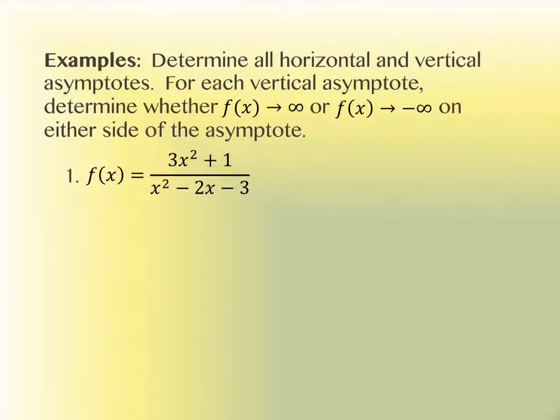All right, so here's my function. And the directions, and this is why I wanted to get to this, actually have some interesting language that we haven't seen before. They say, determine all horizontal vertical asymptotes. Okay, that was my last 2 slides, so we talked about how we do that. But then it says, for each vertical asymptote, determine whether f of x approaches infinity or f of x approaches negative infinity on either side of the asymptote, and that looks a little funny.